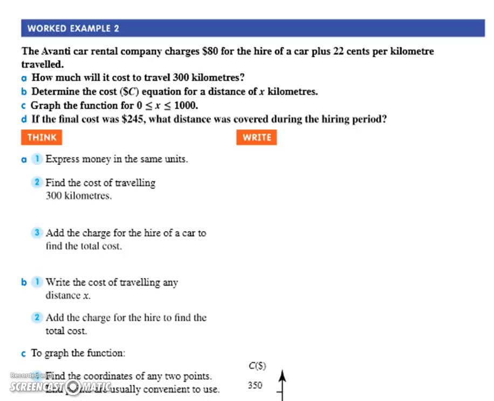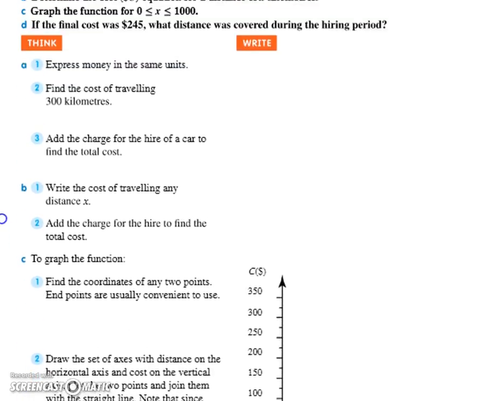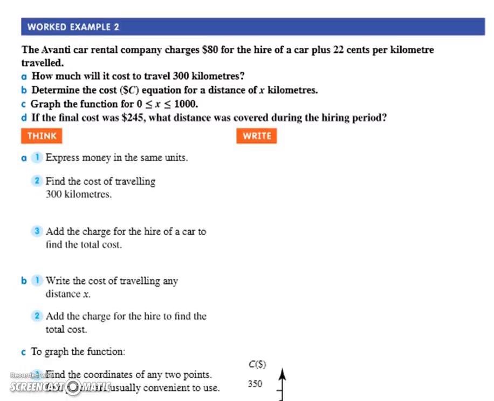This is actually not a very difficult question. There's a lot of parts to it, but it's not actually all that difficult. What we're going to do is express it in the same units. The money has to be in the same units. You don't want to be dealing with dollars and cents. It'll just get you confused. It makes no sense. So what do you want to do? Change the $80 to cents or change the 22 cents to dollars? Your answer is going to be in dollars because it's going to be $80 plus something. So you might as well convert it all to dollars.